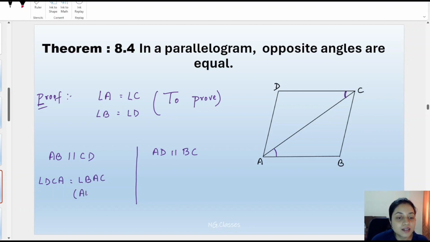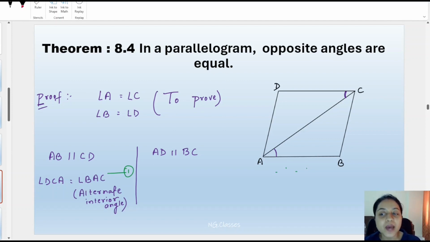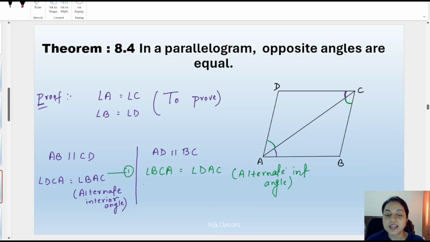alternate interior angle. Now, since AD is also parallel to BC, so we can say that angle BCA is equal to angle DAC. Again, a pair of alternate interior angles. So let's write it. Angle BCA is equal to angle DAC, alternate interior angle. Now, let's say this one is equation 2 and the previous one was equation 1. Now let's add both the equations.